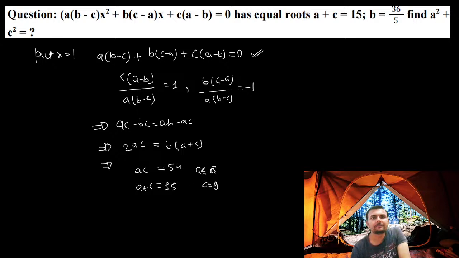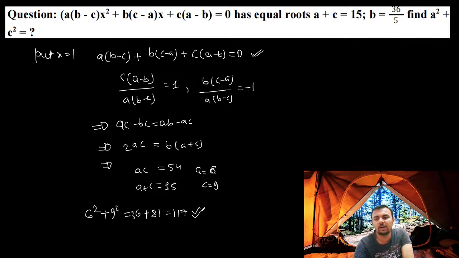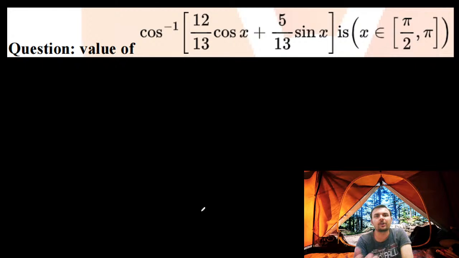Okay, so a square plus c square is nothing but 6 square plus 9 square. 36 plus 81, 117 is the answer. Got it? Straightforward, isn't it? The value of cos inverse 12 by 13.